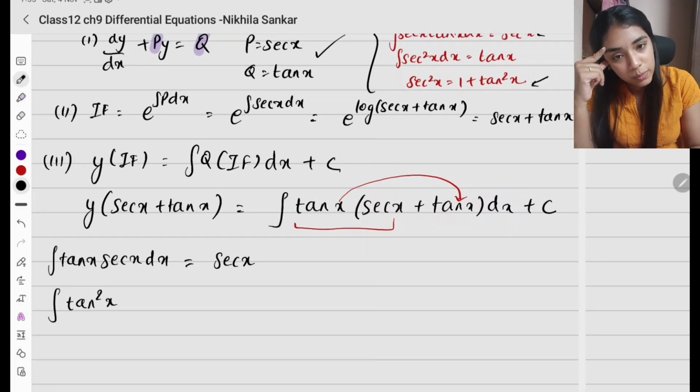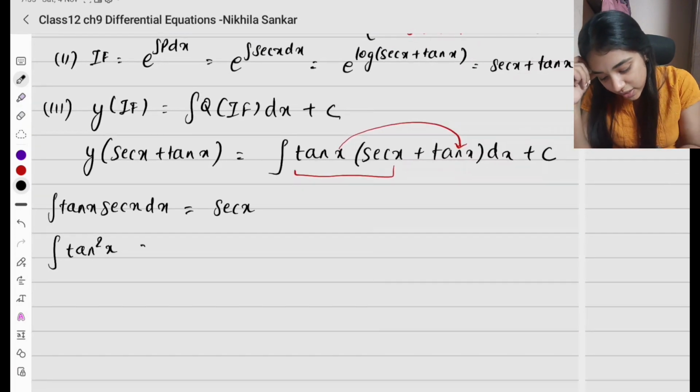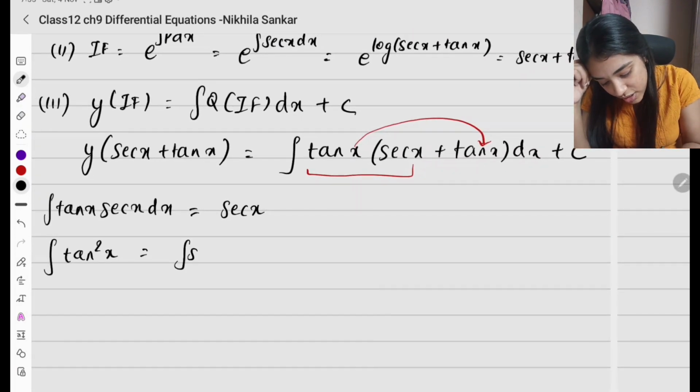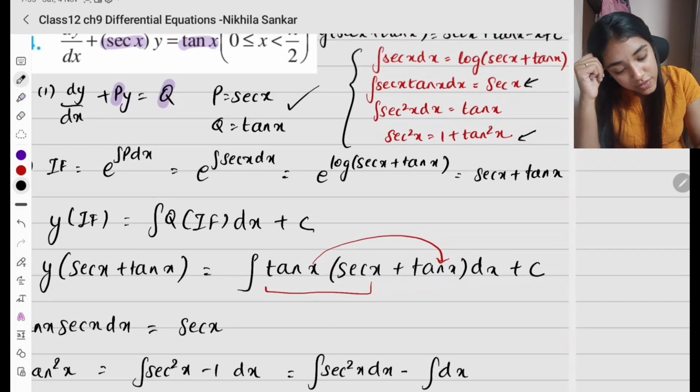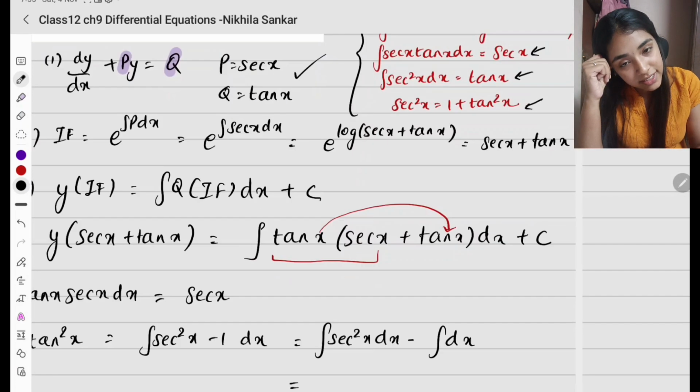Secant square x is equal to 1 plus tan square x. So what is tan square x? Secant square x minus 1. So I can rewrite this as integration of secant square x minus 1 times dx. So this I can further split as integration of secant square x dx minus integration of dx. Integration of secant square x, what is it? It is going to be tan x.